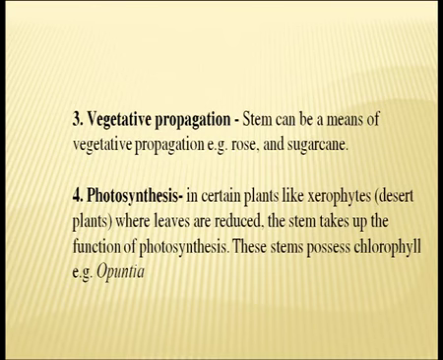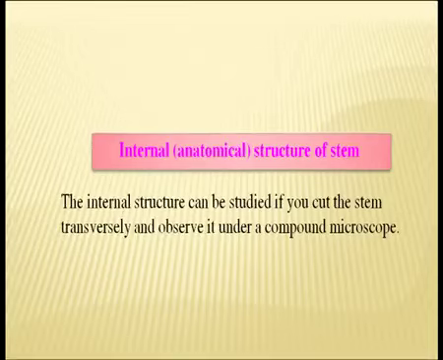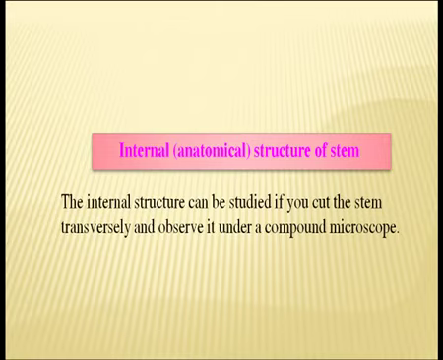So, the stem also performs photosynthesis, as I have already shown you, and protection in the form of thorns. Then climbing up: when the stem is weak, it cannot stand on its own, so modifications on the stem in the form of tendrils or hooks help the plant to grow up. Then we shall talk about other modifications and some anatomical structures of the stem in the subsequent lecture.